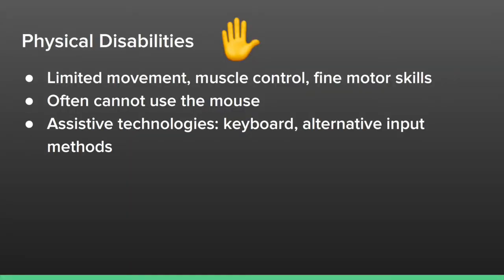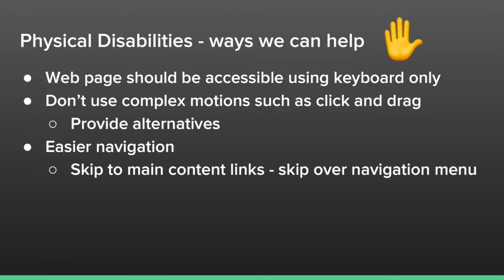The next disability we're going to talk about is physical disabilities. These are folks who have limited movement, muscle control, or fine motor skills. Using a mouse often requires a great deal of motor skills, so they're most likely not using a mouse. So this is where you want to make sure that your content's available to the keyboard or other alternative input methods. And what can we do for them?